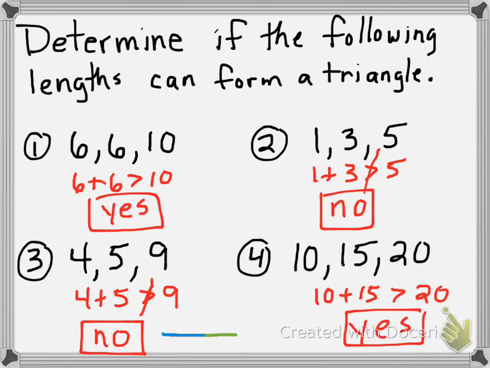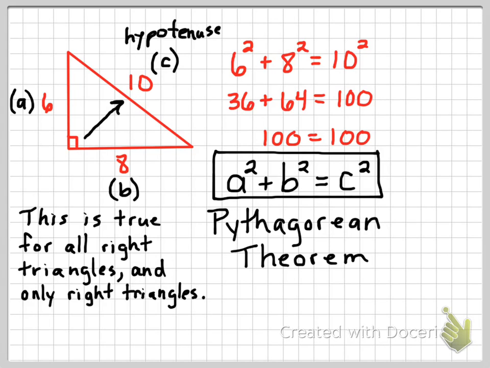Okay, and then we also have the Pythagorean theorem, which is A squared plus B squared equals C squared. Okay, and that only works for right triangles, and it works for all right triangles. Okay, so you should be able to use both of those to tell if a figure is a triangle and to be able to tell if a figure is a right triangle. And you should be able to use the Pythagorean theorem to find the lengths of missing sides, either A, B, or C.